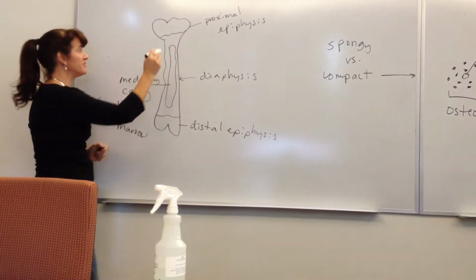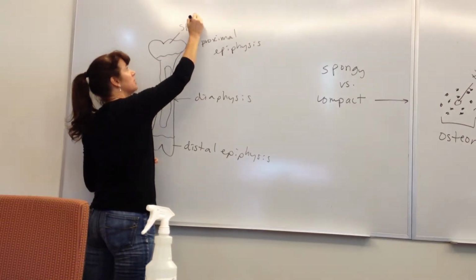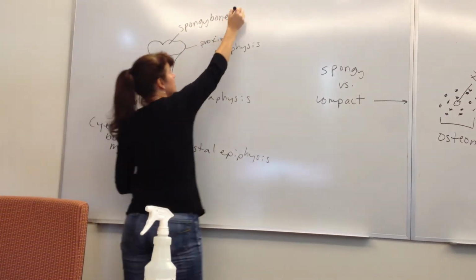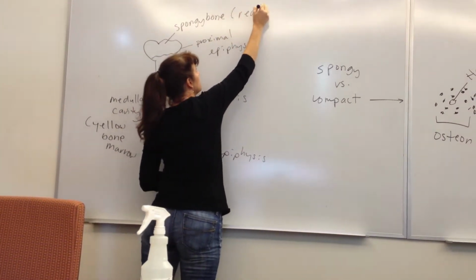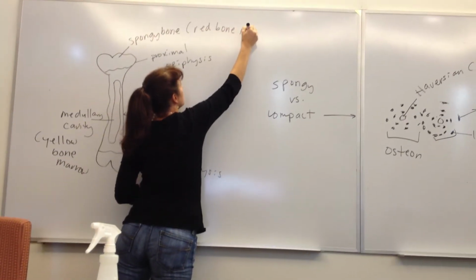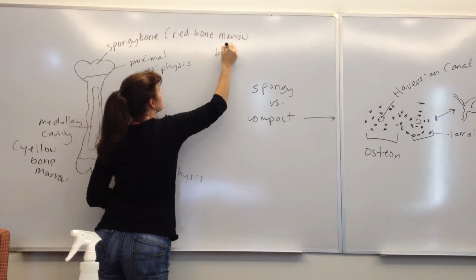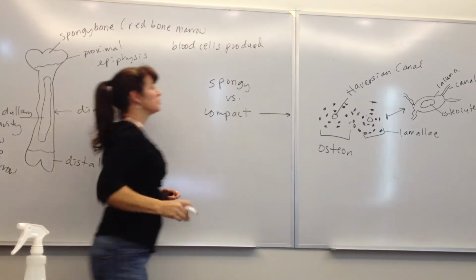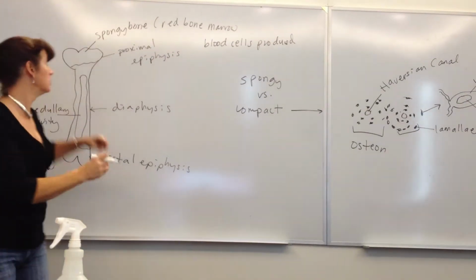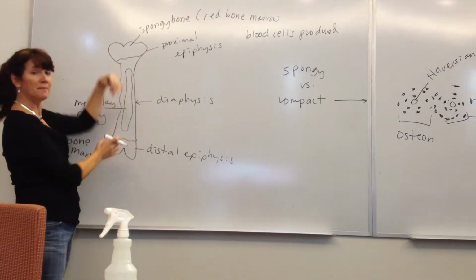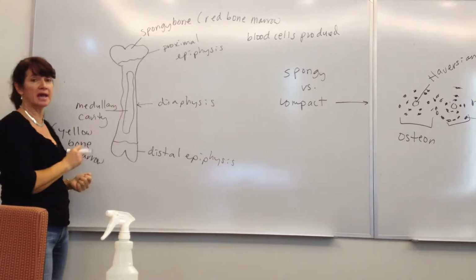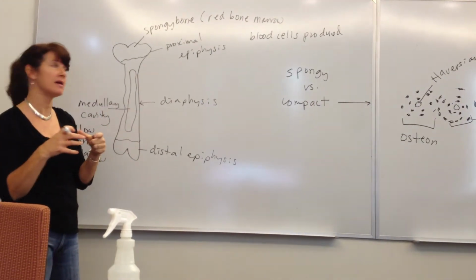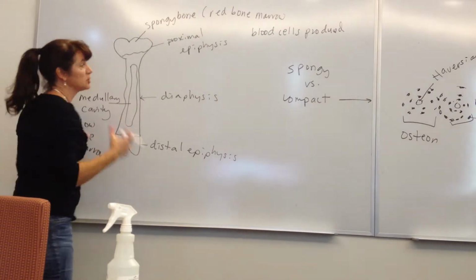Inside of the epiphyses, you have what we call spongy bone. It looks like a sponge, it's very holey, and within there we have red bone marrow, and red bone marrow is where blood cells are produced. So we have two kinds of bone: spongy bone, found on the ends of bone; and compact bone, found on the shaft or the diaphysis of bone, largely. Most of that bone is very dense, hard, and it is what gives you your structure.